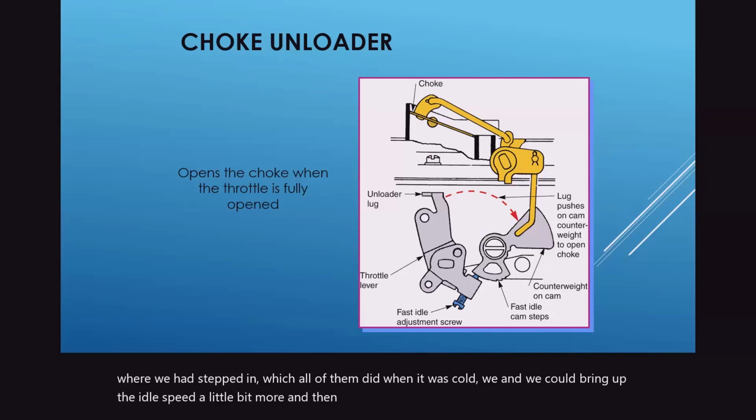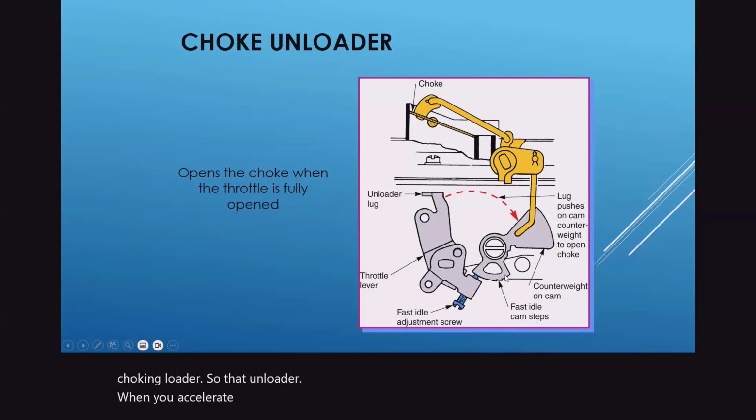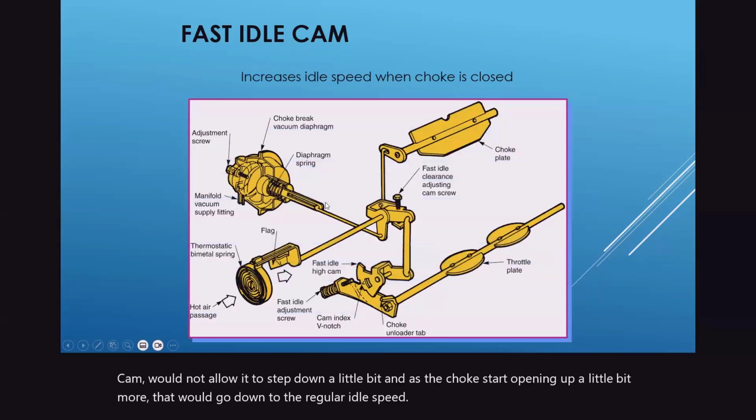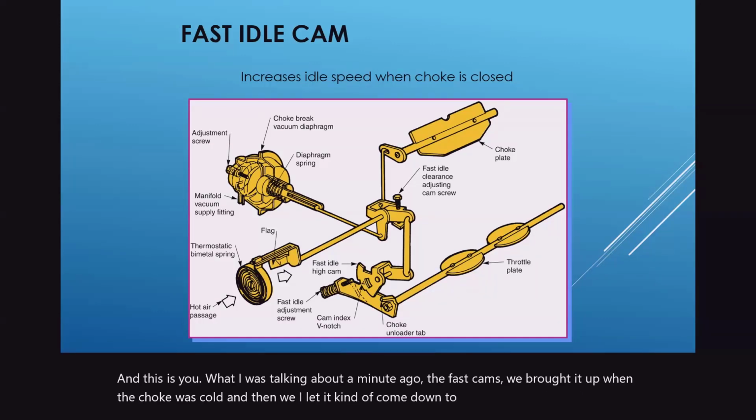And then on some cars, they had what they called a choke unloader. So that unloader, when you accelerated hard, would allow the cam, a little bit of weight on the cam would allow it to step down a little bit. And as the choke started opening up a little bit more, that would go down to the regular idle speed. And this is what I was talking about a minute ago, the fast cams. We brought it up when the choke was cold, and then we let it come down to idle speed a little bit later on.